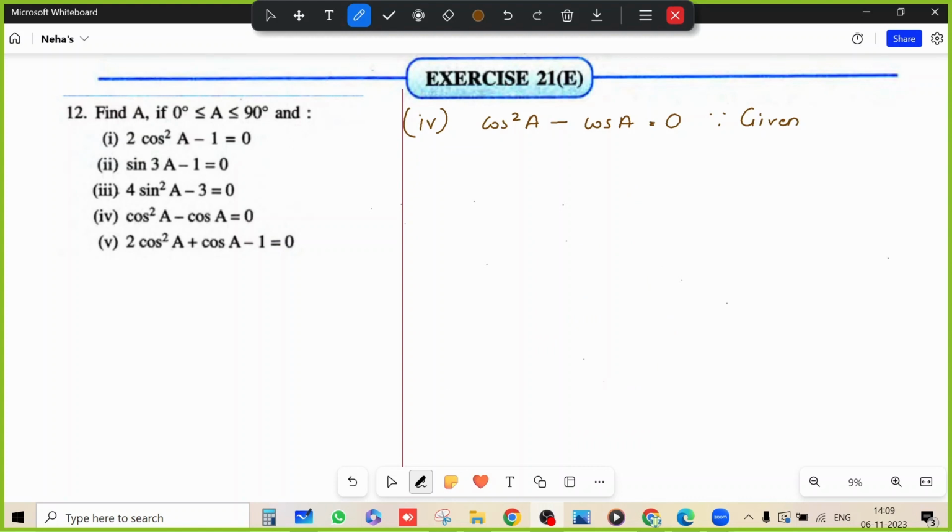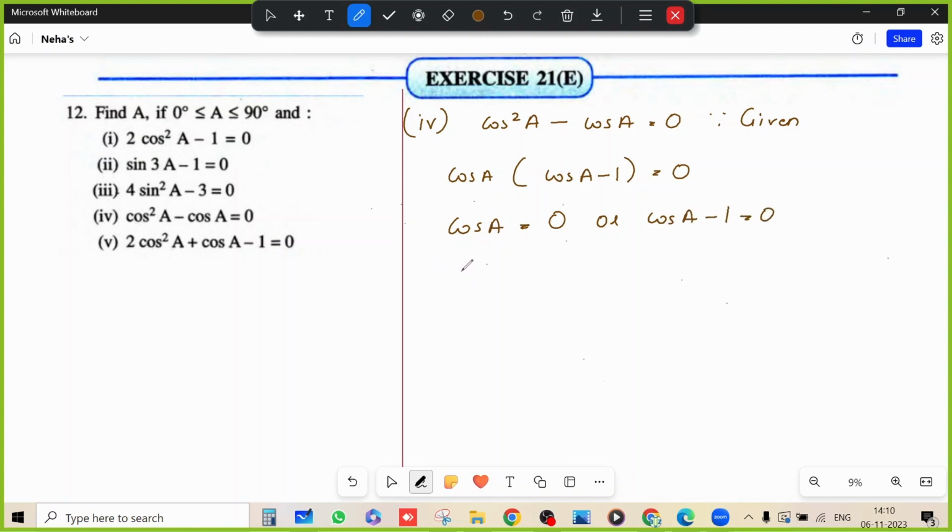The next equation that is given to us is cos square A minus cos A is equal to 0. Here first we will take cos A as common. So this will become cos A into cos A minus 1 in the bracket, that is equal to 0. Now either of the two expressions should be equal to 0, then only the product can be 0. So this will be cos A is equal to 0 or cos A minus 1 is equal to 0.